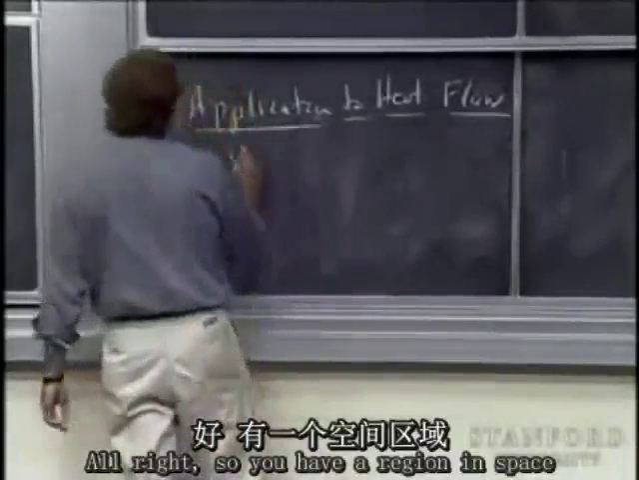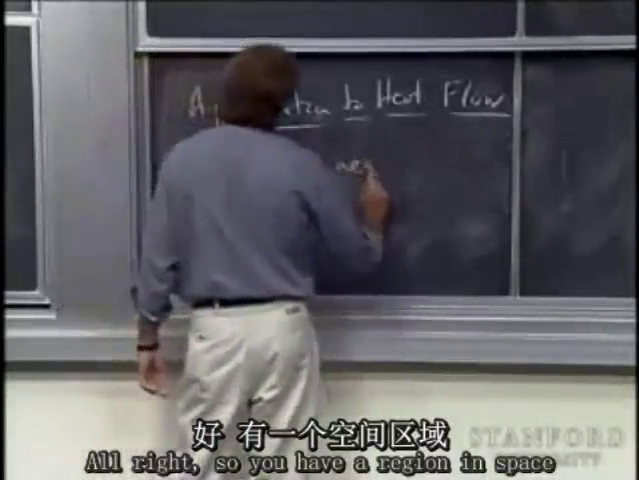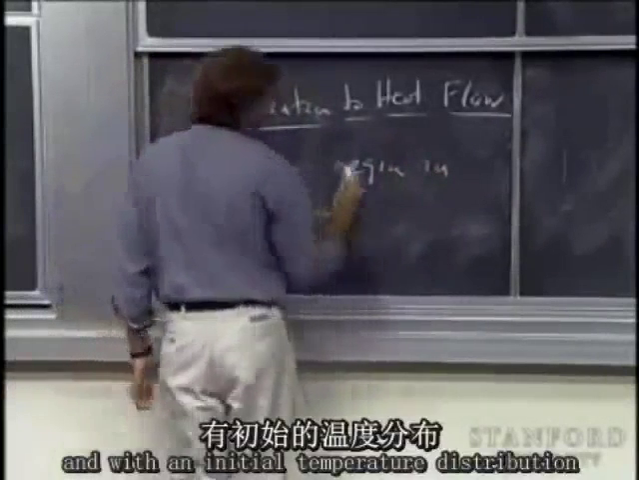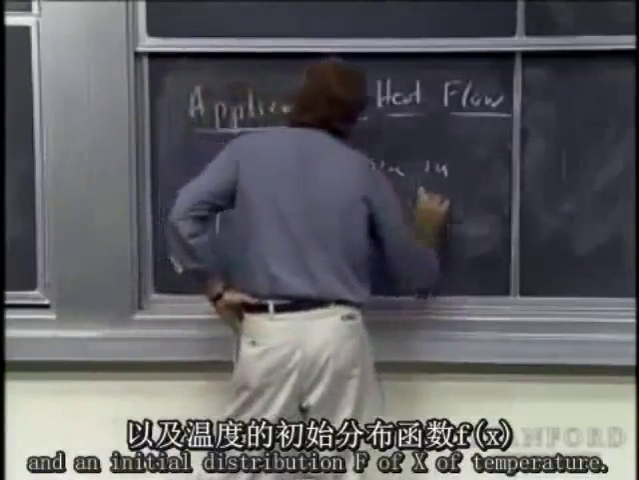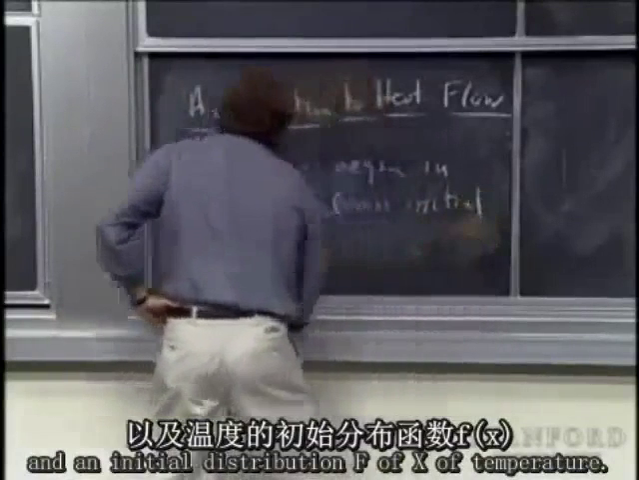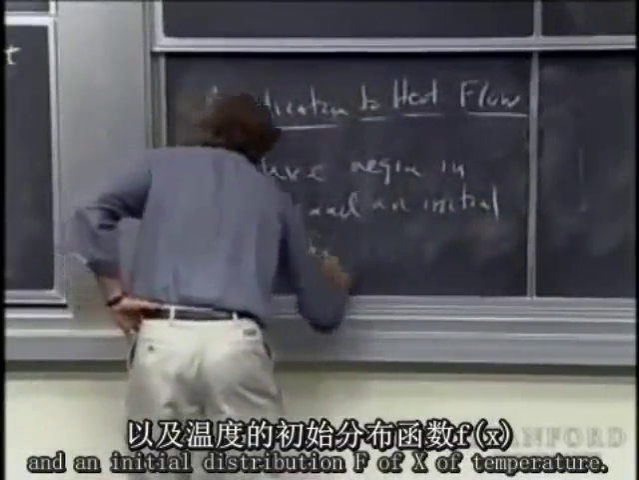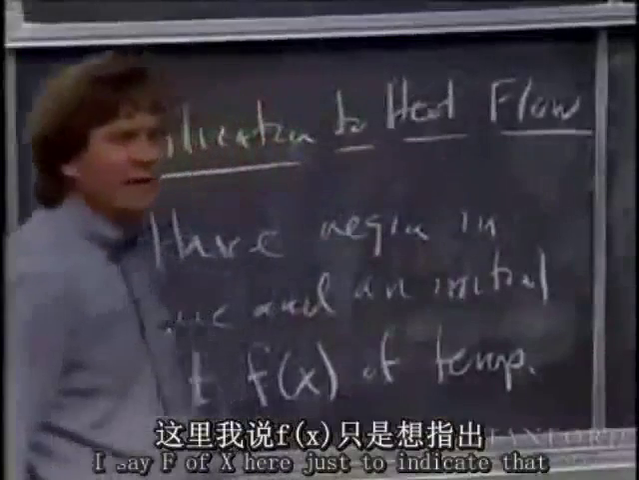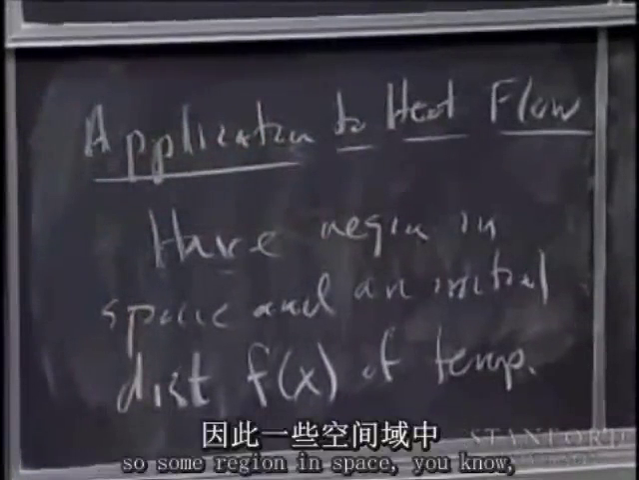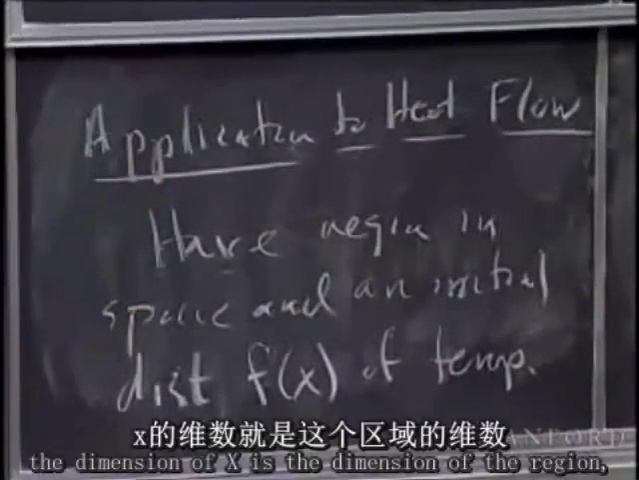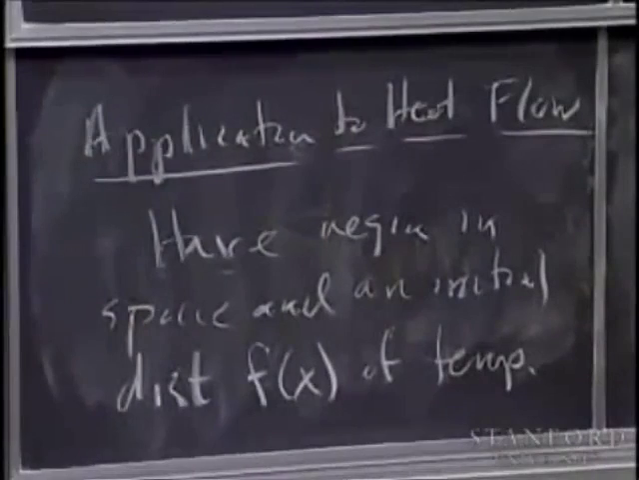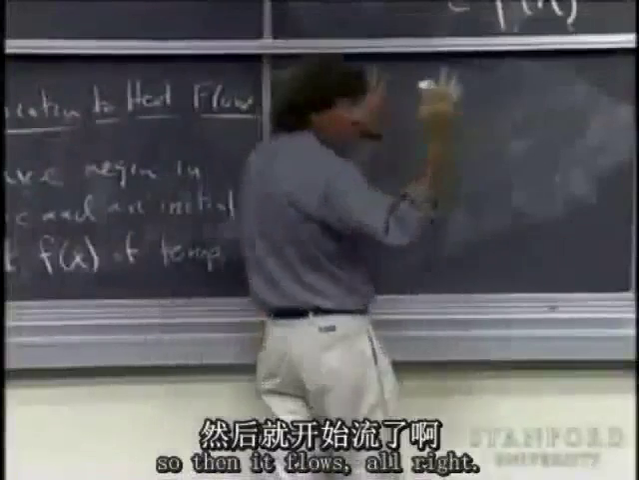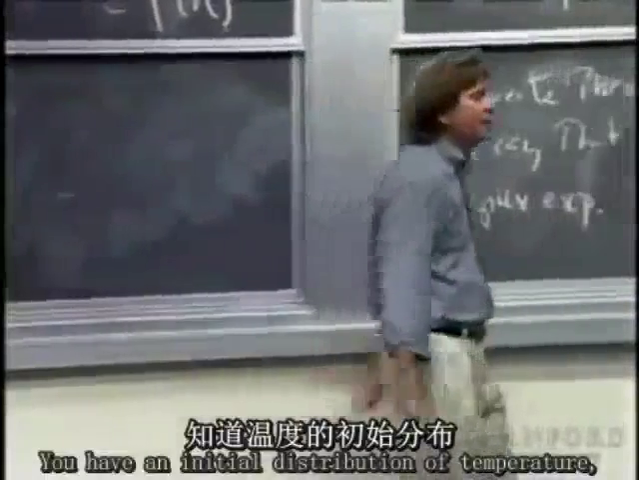So you have a region in space with an initial distribution f of x of temperature. I say f of x here just to indicate that x is some sort of spatial variable. So some region in space. The dimension of x is the dimension of the region. And the question is, how does the temperature, so then heat flows? You have an initial distribution of temperature, that's what happens at t equals 0.